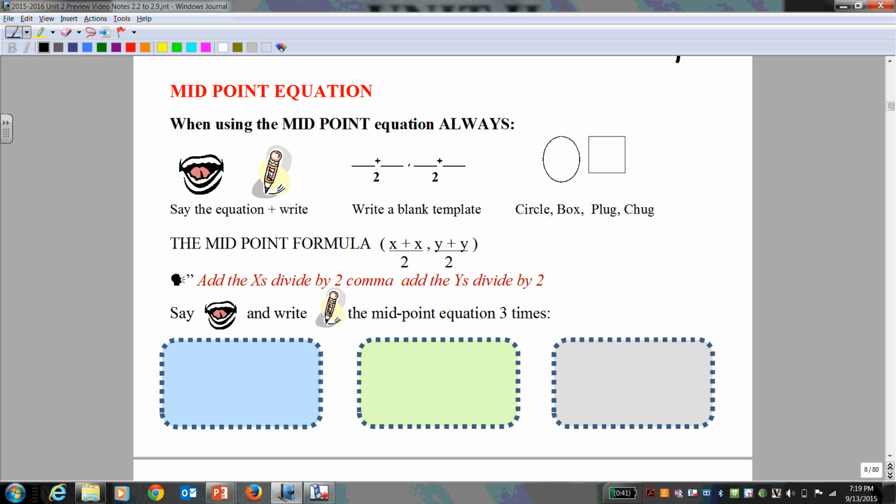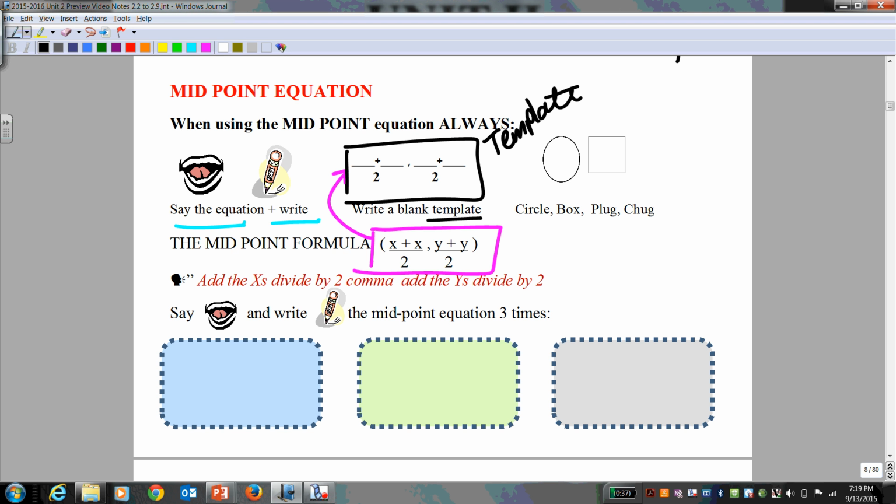So when you find the average, for the next 3 equations, I always want you to do these 4 steps. 1, I want you to say the equation and write it at the same time. 2, you're going to write what's called a blank template. And a template means basically the equation. Look really careful. There's the equation. It's the equation minus all the x's and y's. That's called a blank template. That's the template.